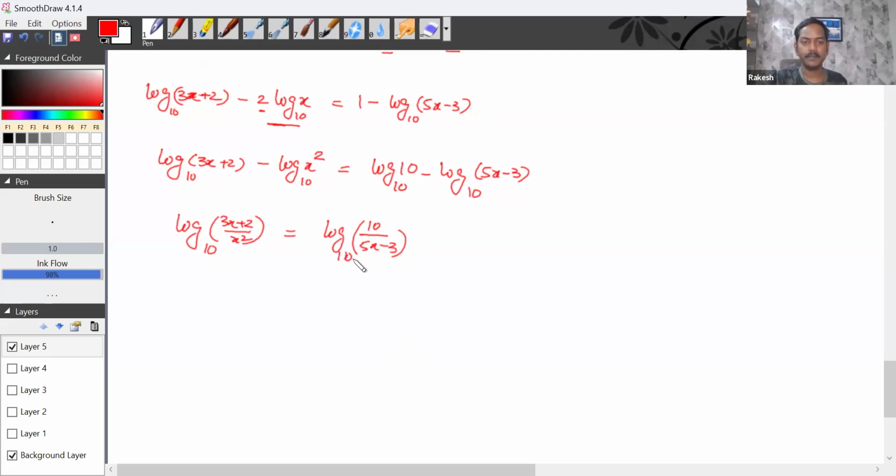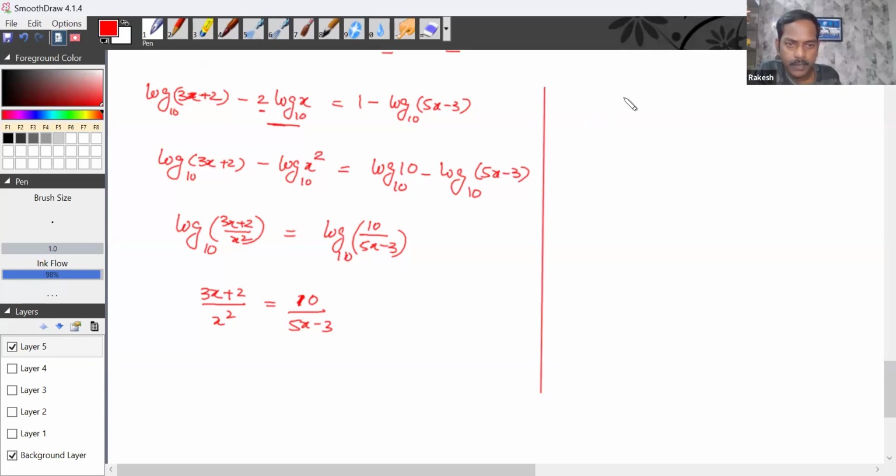Now again, the base is the same, so we can directly compare the values. So it will be 3x plus 2 divided by x square is equal to 10 divided by 5x minus 3. Let's solve this. So we have got rid of the logarithm. Let me just take some space here and solve this.